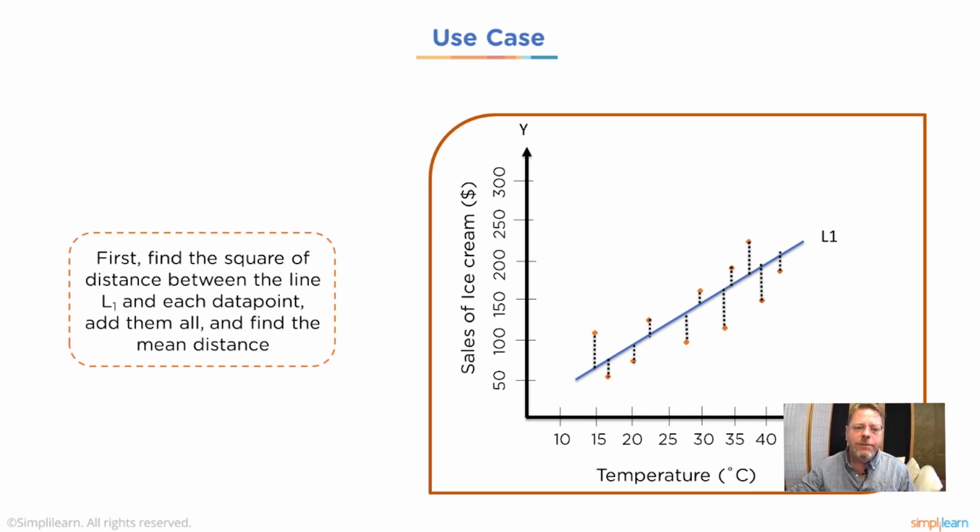And so first, we find the square of the distance between the line L1 and each data point and add them all and find the mean distance. And I want you to think about that when we square something. If it's a negative or positive number, it no longer matters because a minus 2 squared is 4, 2 squared is 4. So we're removing what side of the line it's on, and we're just looking for the error. In this case, the mean distance of each of the little dotted lines you see here.